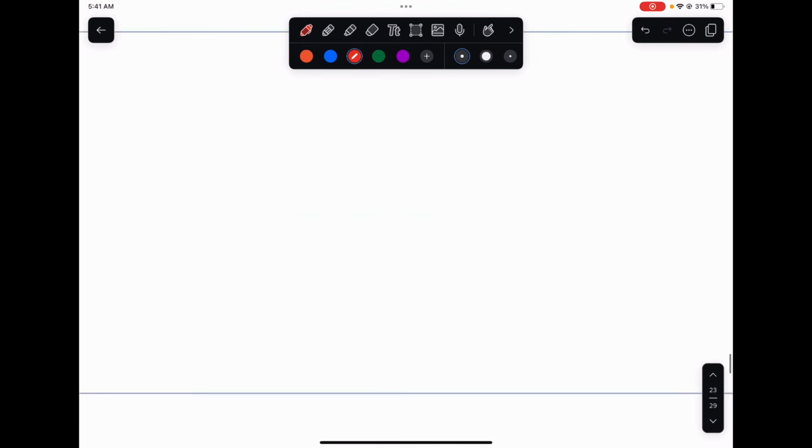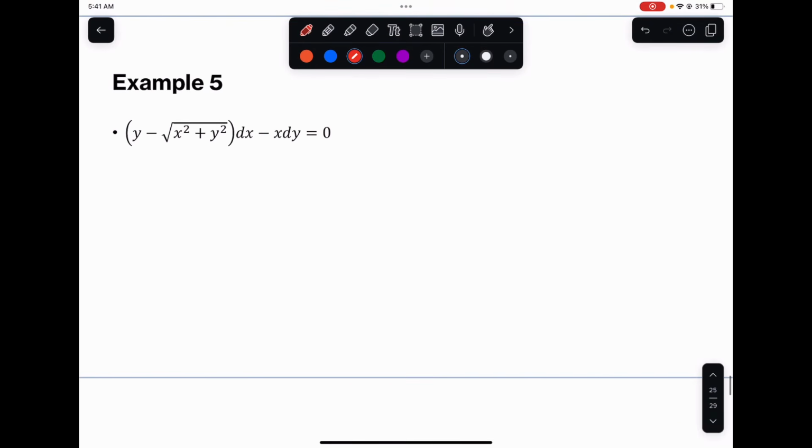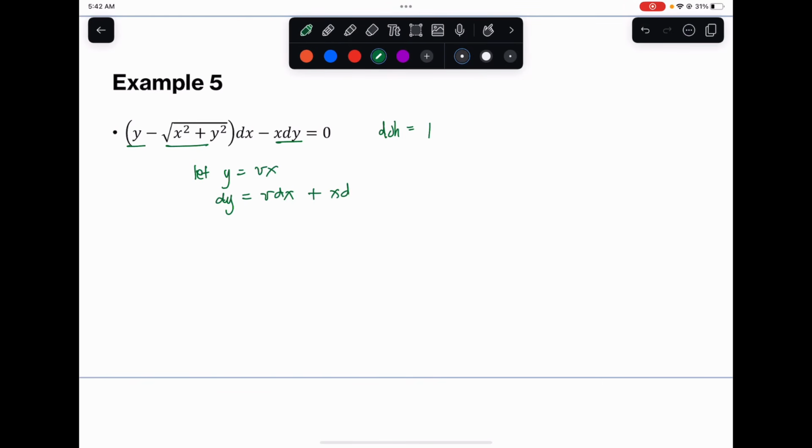And for our last example, we have y minus the square root of x squared plus y squared dx minus x dy. Our degree of homogeneity is 1. How many terms do we have? 2 terms versus 1 term. Therefore, we let y equal vx, and then dy will be v dx plus x dv.